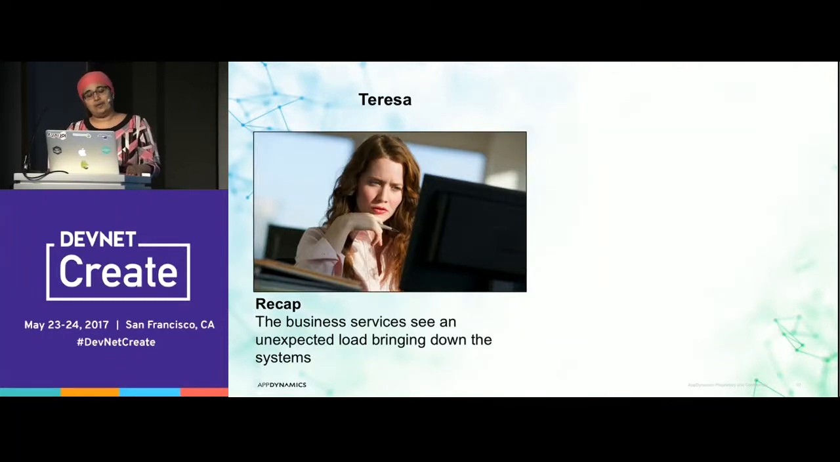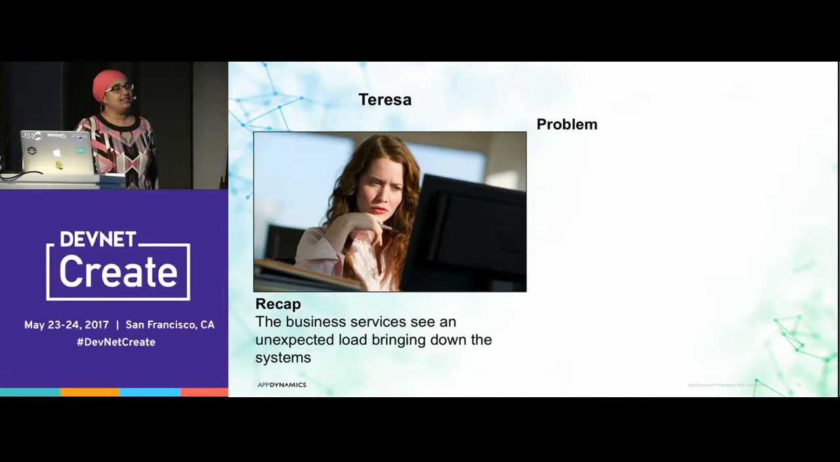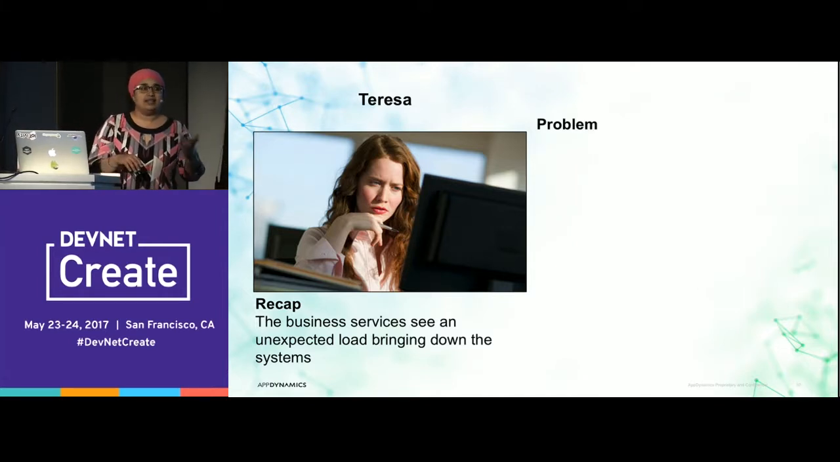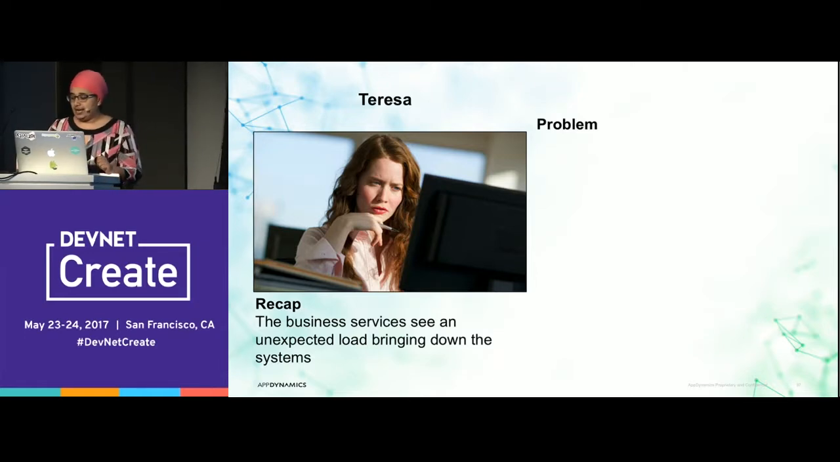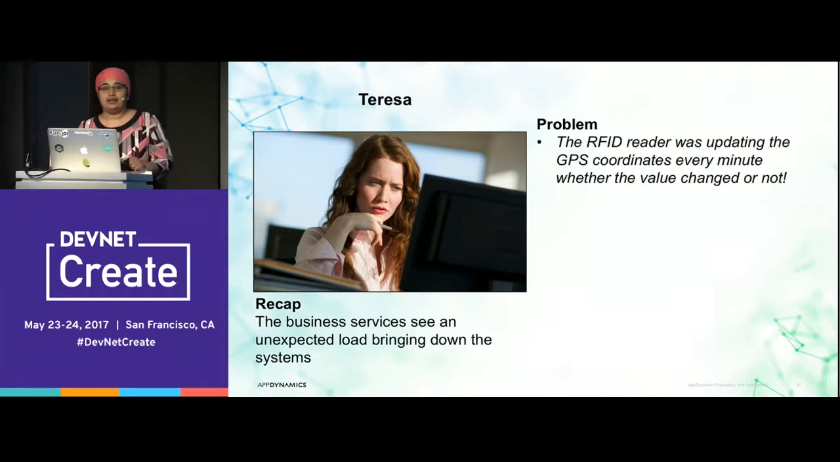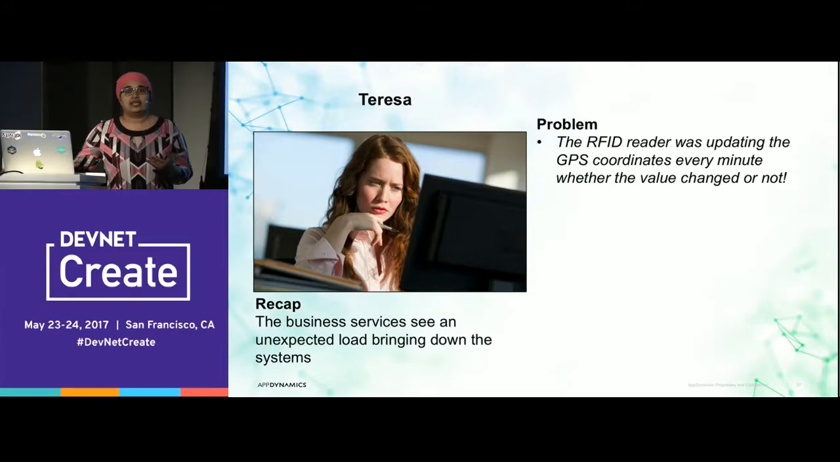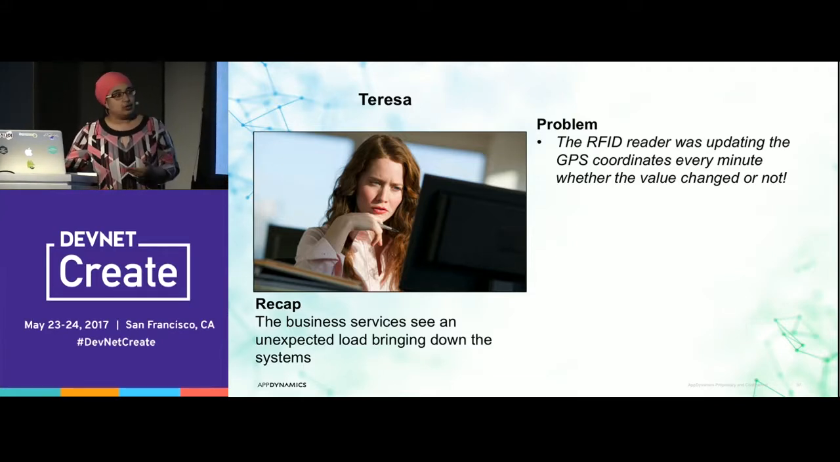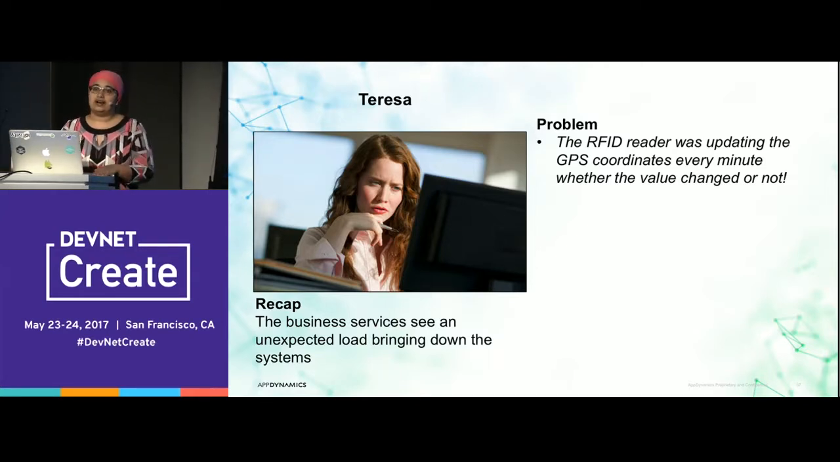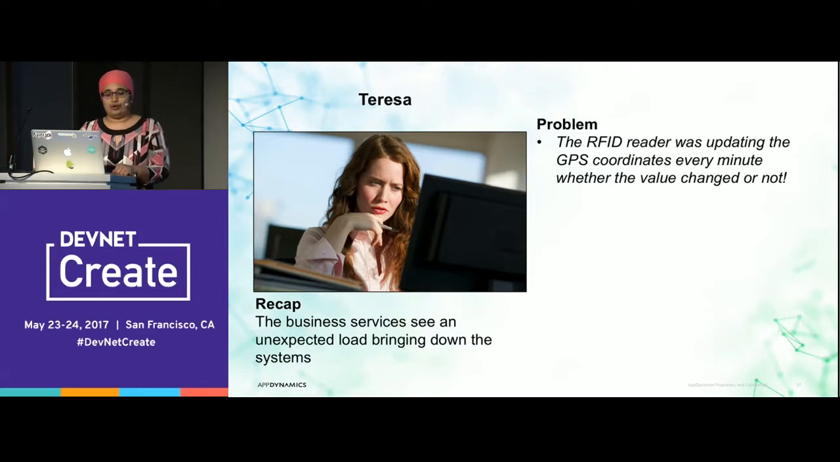So let's go back to our two examples and see how Teresa and Ivan are doing. The problem with Teresa's solution was that the RFID system that they had deployed was updating the GPS coordinates every minute whether the value had changed or not. And that was causing an unexpected load on the back end. And so they just provided an OTA update to the RFID reader, and the problem was solved.